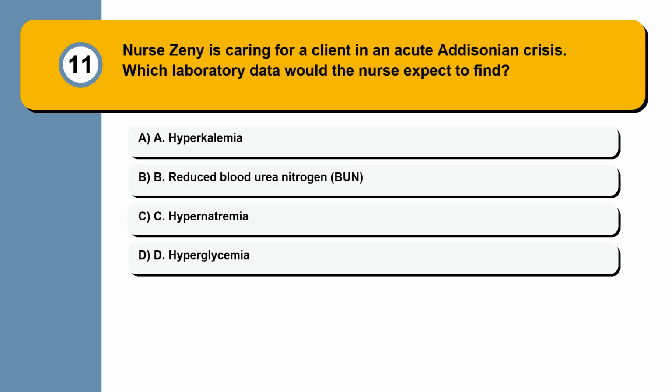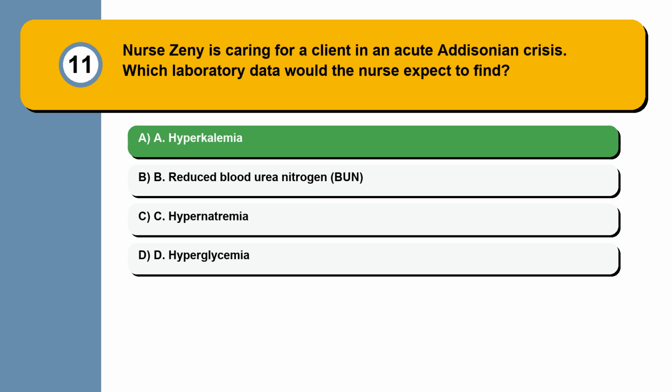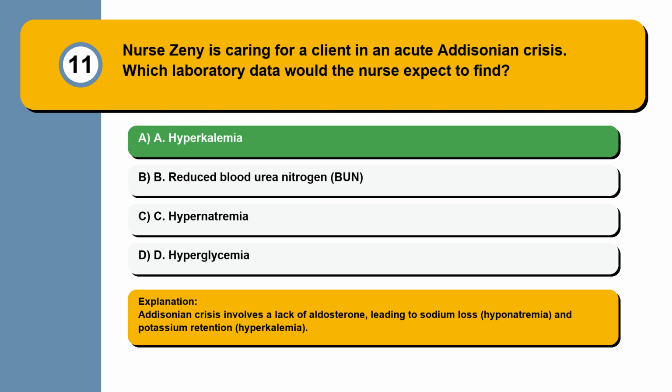Question 11. Nurse Zenny is caring for a client in an acute Addisonian crisis. Which laboratory data would the nurse expect to find? A. Hyperkalemia. B. Reduced blood urea nitrogen, BUN. C. Hypernatremia. D. Hyperglycemia. Addisonian crisis involves a lack of aldosterone, leading to sodium loss, hyponatremia, and potassium retention, hyperkalemia.